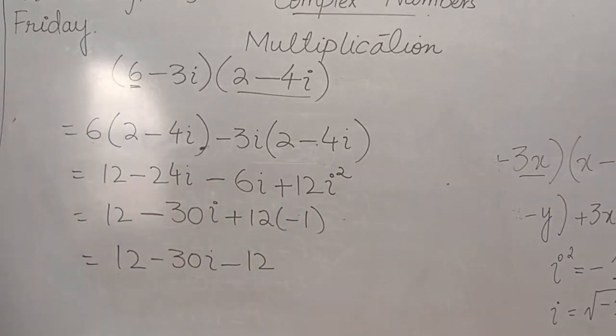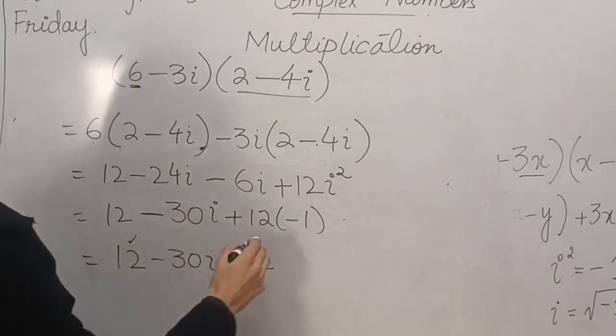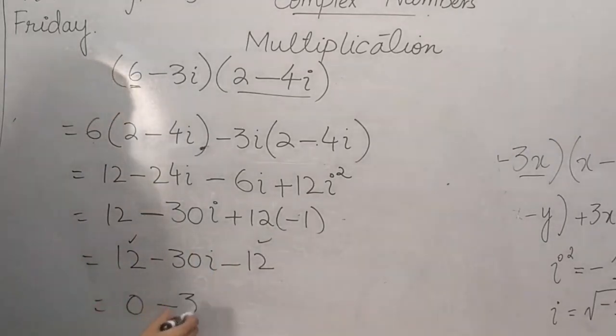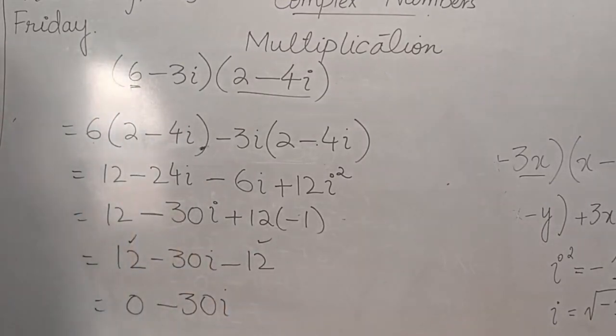12 times 1 is 12, and plus times minus is minus. Now we have two real numbers, 12 and 12. 12 minus 12 is 0, minus 30 iota. Clear? So this is the solution of the complex numbers 6 minus 3 iota and 2 minus 4 iota. Clear?